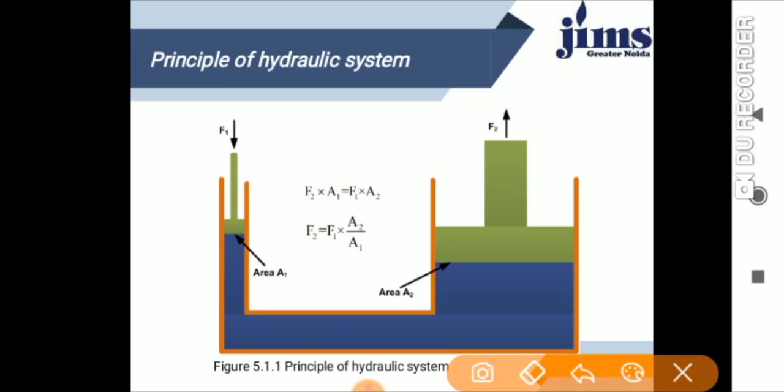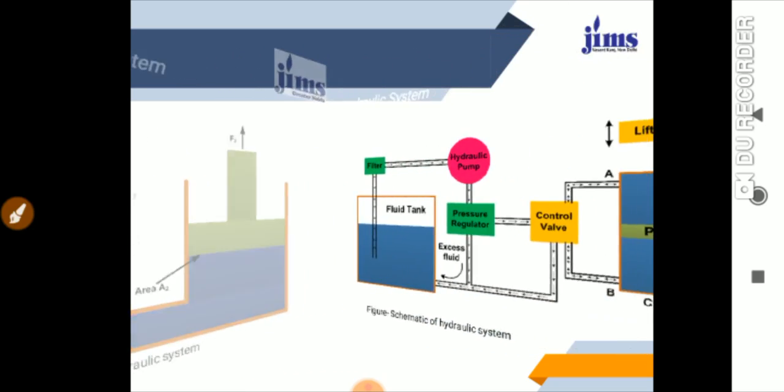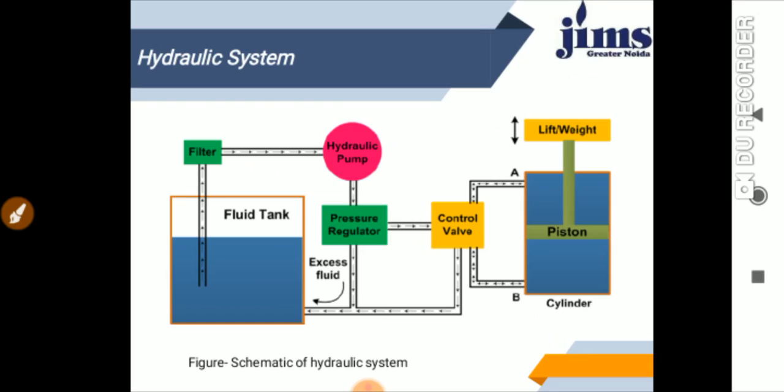How do we find out what the output is? We must find out what output we are having. So F2 is equal to F1 into A2 by A1, the ratio of the two respective areas. This is the principle on which the fluid system, the hydraulic system, is working.